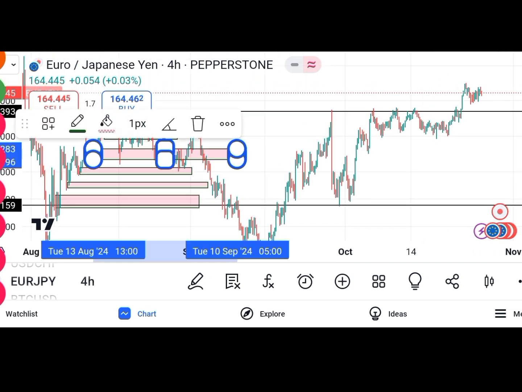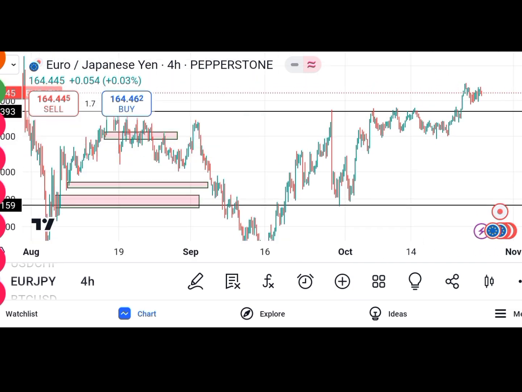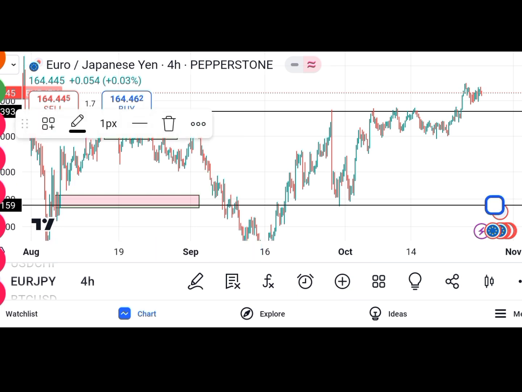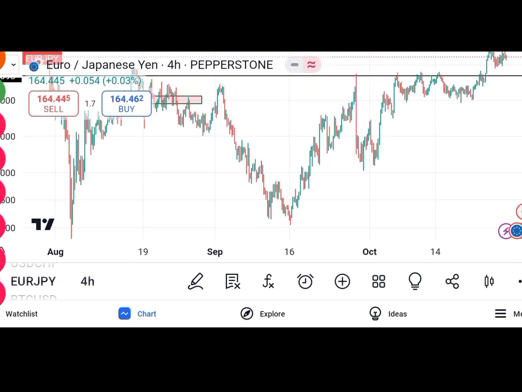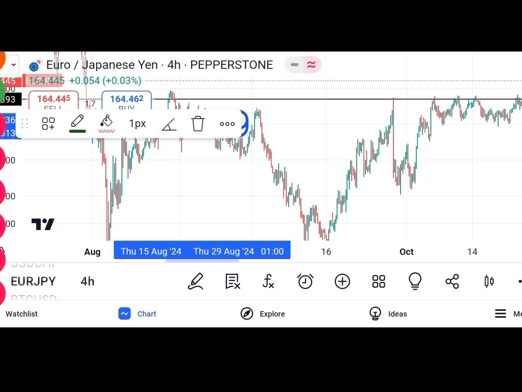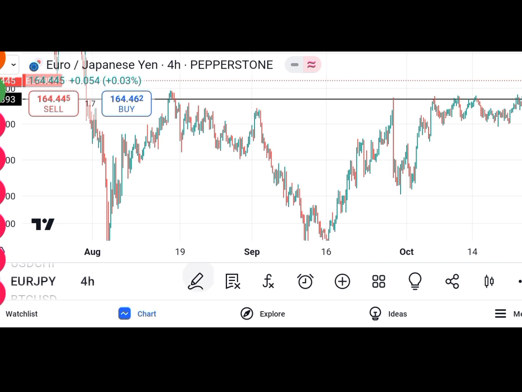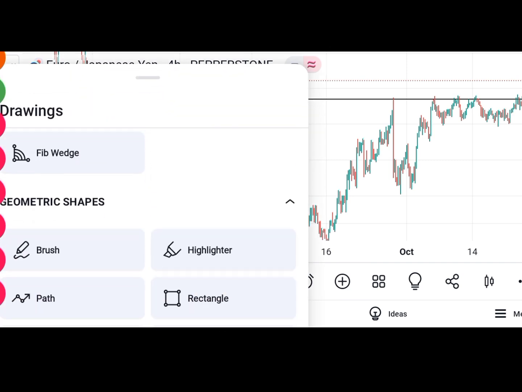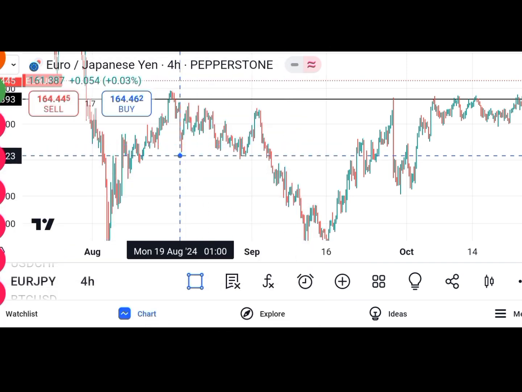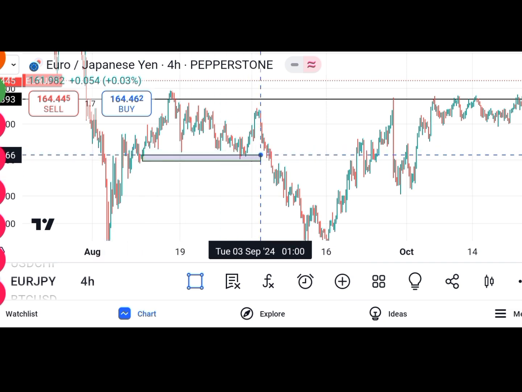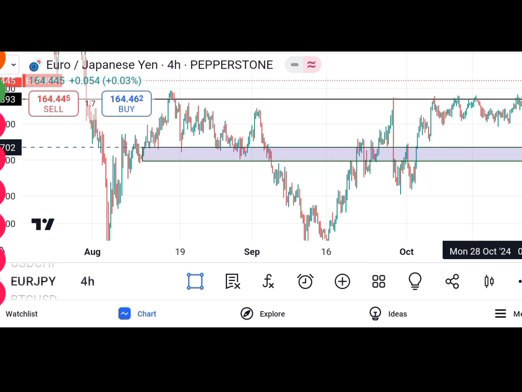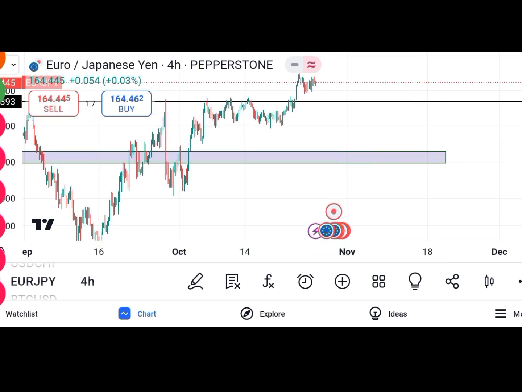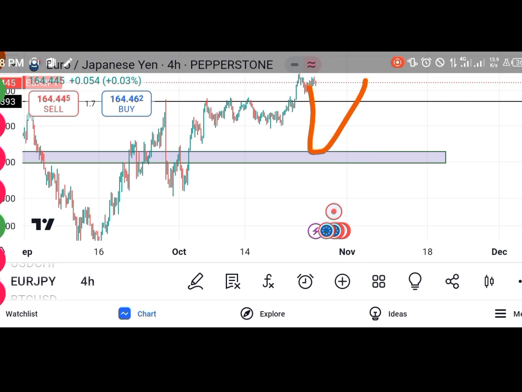Let me delete this. What you also notice is that some people try to draw support and resistance from the left hand side. Seeing this market now, some people would pick out this and then extend it all the way to the right hand side. They'll tell you they expect the market to come back to it here, and they can now buy. This is very wrong.